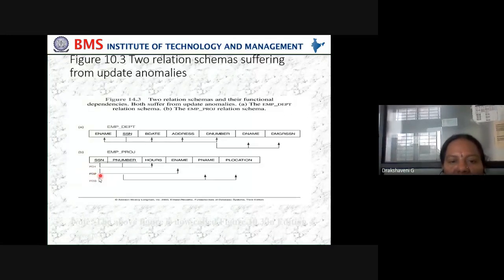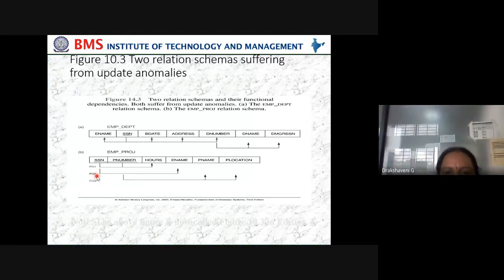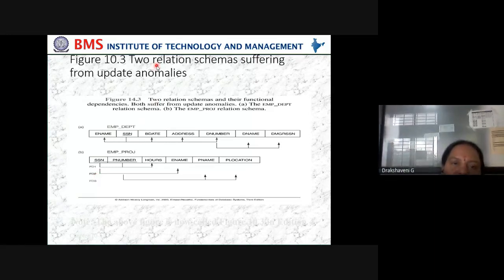So what is this functional dependency? The two relation schemas and their functional dependencies both suffer from update anomalies. That is the employee department relation schema and the employee project relation schema. So these are the two relation schemas suffering from update anomalies.